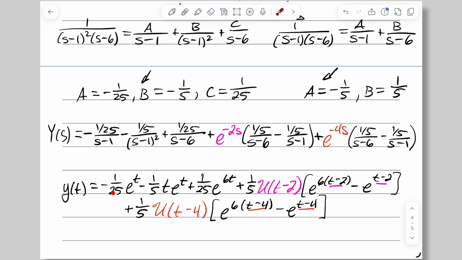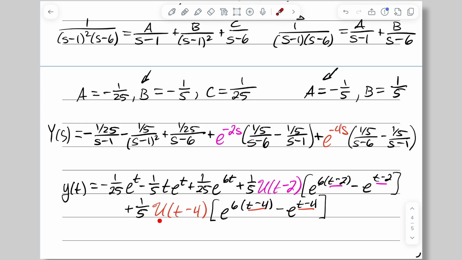The inverse transforms then are negative 1/25 e to the t, and for the denominator s minus 1 quantity squared, that transform is t e to the t. So we have negative 1/5 t e to the t plus 1/25 e to the 6t. And for the remaining terms, I factored out the 1/5. We have from e to the negative 2s, u of t minus 2, and it's multiplied by e to what would be 6t, but the argument needs to match the u of t minus 2. So it's e to the 6 times the quantity t minus 2 minus e to the t minus 2.